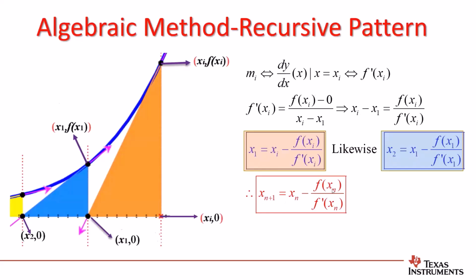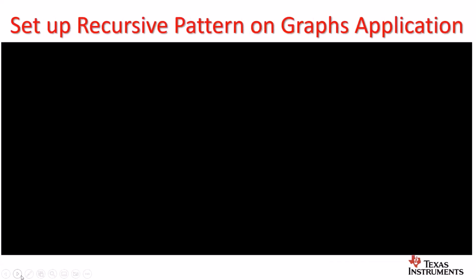And since it is recursion, I can go to n terms. So I've got n plus 1. My solution would be dependent on the previous x value, which is xn. So that's the general formula. So if we analyze the formula next, I'll show you how to set up the recursion pattern there.